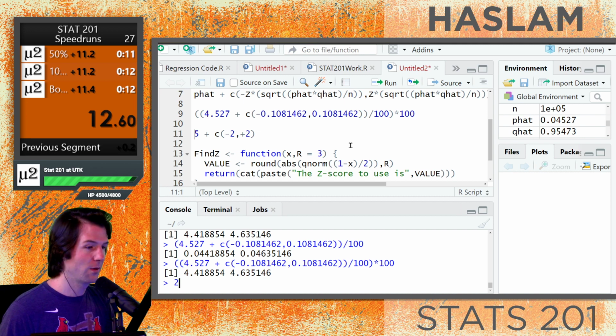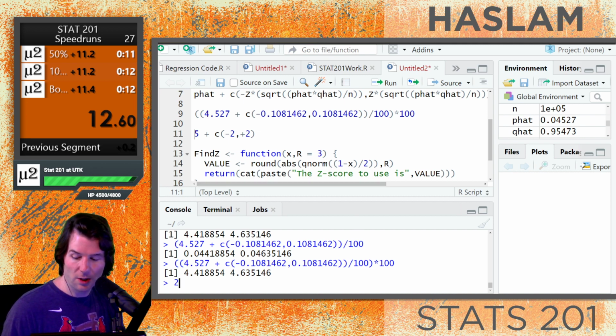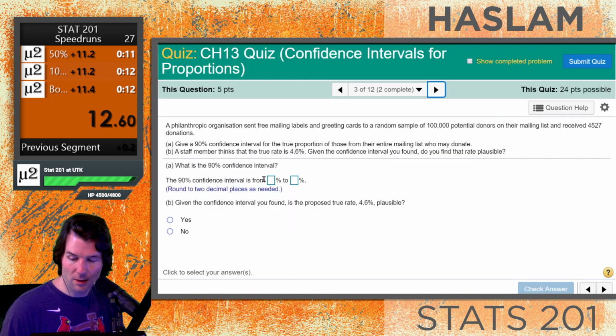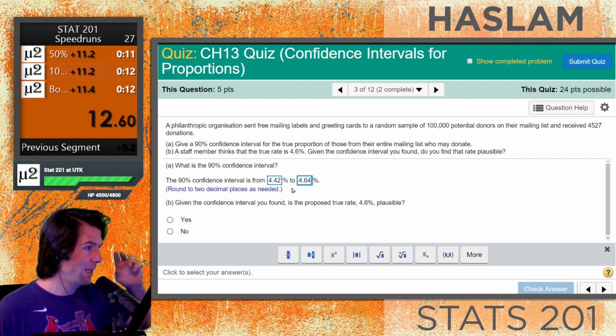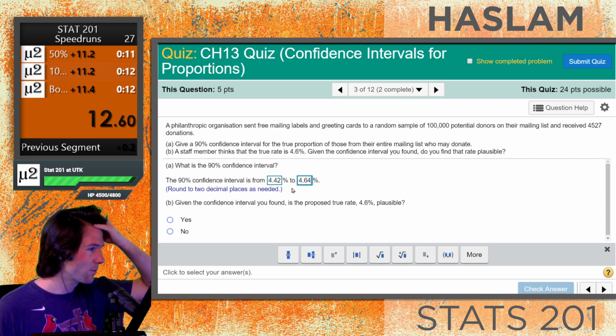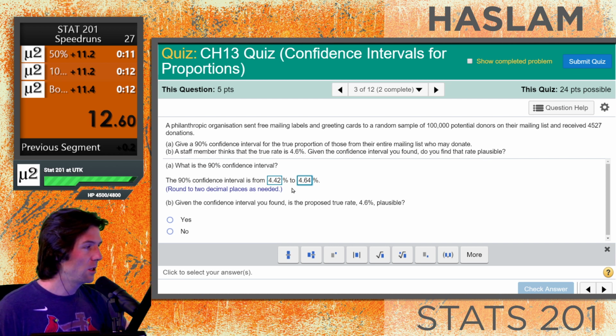Fun stuff. Who got the philanthropic question? What was the answer? It was 4.42 to 4.64. Let's go back to the philanthropic question. 4.42 to 4.64. Nice job, Whitley. 50 points to Whitley right there. Do you guys think that 4.6 seems plausible? Because I think the true proportion of people who will respond to our mailers is contained in the interval 4.42 to 4.64. Do you think 4.6 is a number that I should be like, yeah, that seems... I believe that. Why would I believe that or not believe that? The question could say, do you believe this?